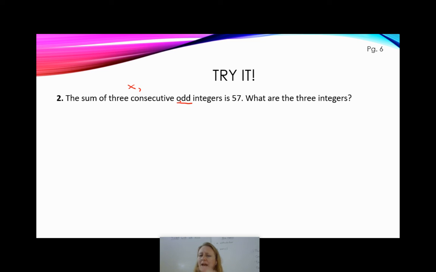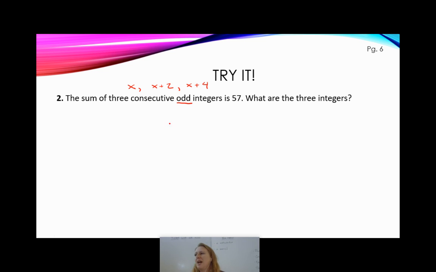So that means I'm not adding 1 this time. I need to add 2 to get the next odd integer. Because if I go 3, the next odd one would be 5. The next odd one would be 7. So I have to add 2 more to get the third odd integer. So if the first one is x, the next odd number would be x plus 2, and the next odd number would be x plus 4. So this one was a little different.